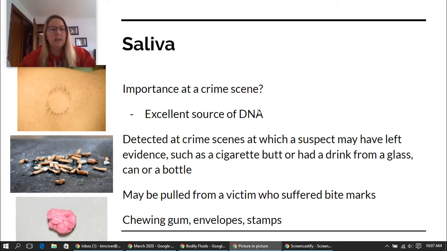Saliva is important to crime scenes because it's an excellent source of DNA. Every time you bite into something, every time you take a sip of something, whether it's through a straw or through a glass, you leave behind a little bit of saliva, which is the best place to pull DNA. It's detected at crime scenes at which a suspect may have left evidence, such as a cigarette butt or had a drink from a glass, a can, or a bottle. It can also be pulled off of a victim who has suffered bite marks. And then we also find it in chewing gum, envelopes, and stamps.